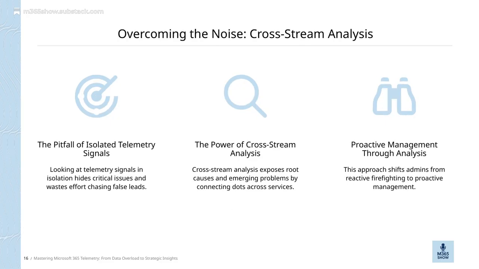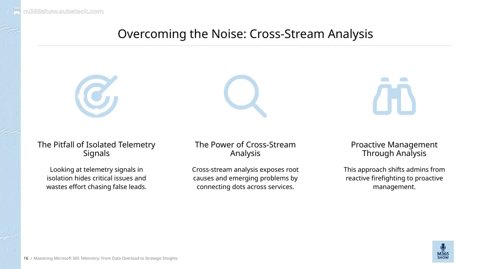Now, let's talk about how this approach shifts our role from reactive firefighting to proactive management. Instead of waiting for issues to escalate, we can identify and address potential problems early on. This proactive management is made possible through analysis that looks across different streams of telemetry data. By connecting dots across various services, we can uncover root causes and spot emerging issues before they become critical. This is where the power of cross-stream analysis really comes in. When we analyze signals from different sources together, we gain a much clearer picture of what's really happening.